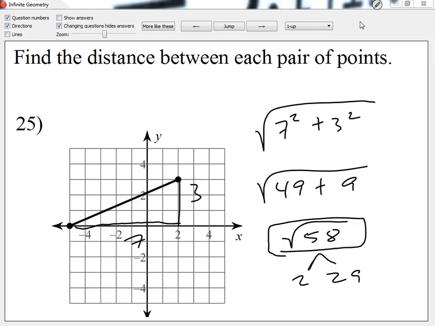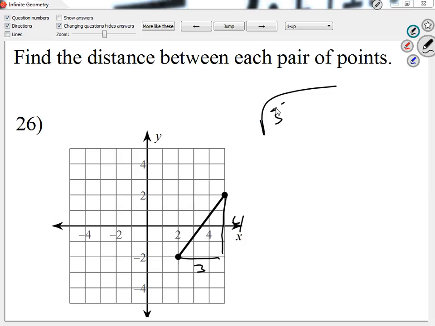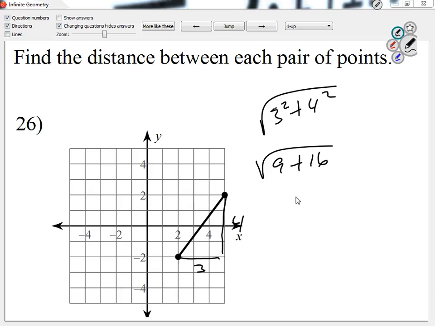Just to see if you guys are getting this, let me do one more. Let's take a look at number 26. Let me take a look at my triangle. My numbers are 3 and 4. Those are my measurements. We can count the squares. So I'm going to go 3 squared plus 4 squared, which is 9 plus 16. How much is 9 plus 16? 25.